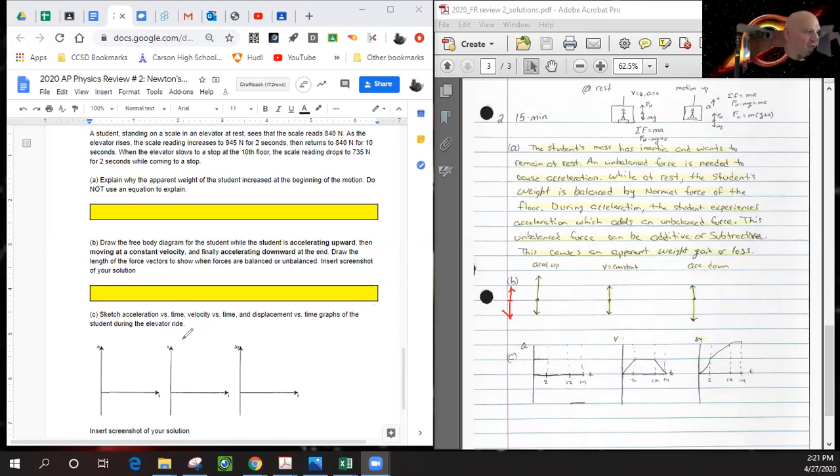Then finally, sketch acceleration versus time, velocity versus time, and displacement versus time of the student during the entire elevator ride. The key note here is the time. Something's happening at 2 seconds, then there is a constant rest for 10 seconds, which brings us to 12, and then something happens in the next 2 seconds. So I would keep track of 2, 12, and 14. When it's accelerating upward, it has a constant positive acceleration. Then it's moving at constant rate, so there's no acceleration for 10 seconds. And then it's decelerating, negative, so we put negative here for the remaining 2 seconds.